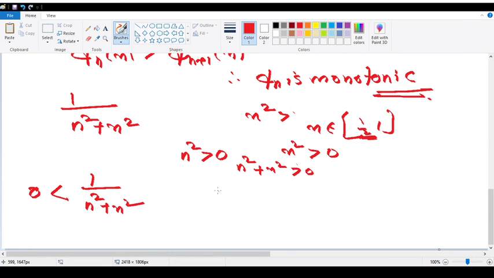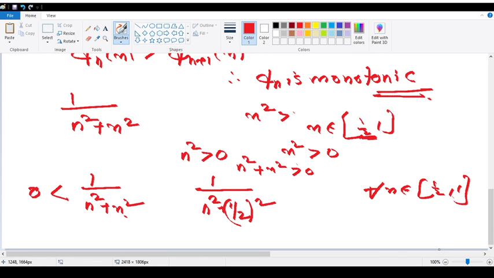So 1 by n square plus half square. What is the relation between 1 by n square plus x square and 1 by n square plus half square? x is in between half and 1. What is the relation, less than, greater than or equal? Less than or equal to, isn't it?